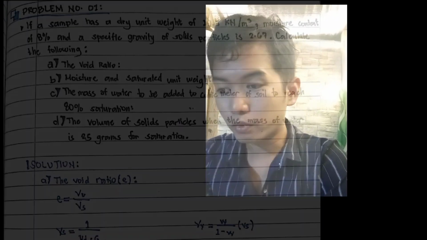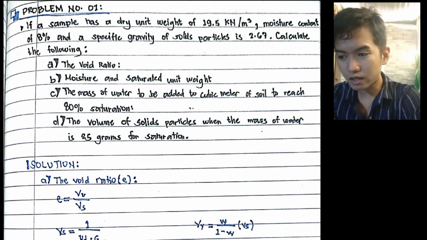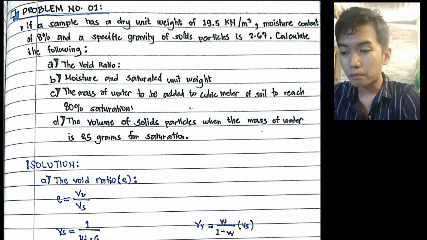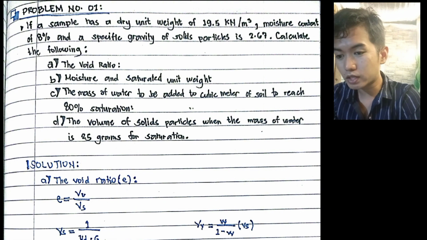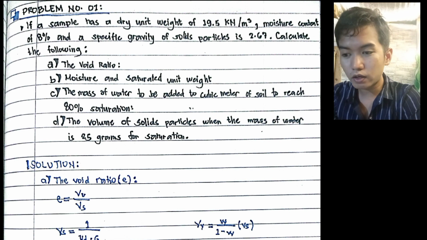In this video, I will show you the process and explanation of my answers to this certain problem. It says that if a soil sample has a dry unit weight of 19.5 kilonewton per meter cube, moisture content of 8% and the specific gravity of solid particles is 2.67, calculate the following.